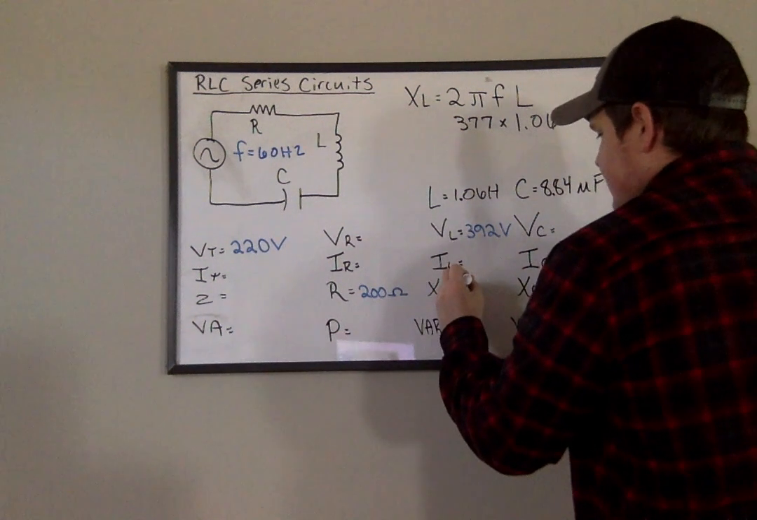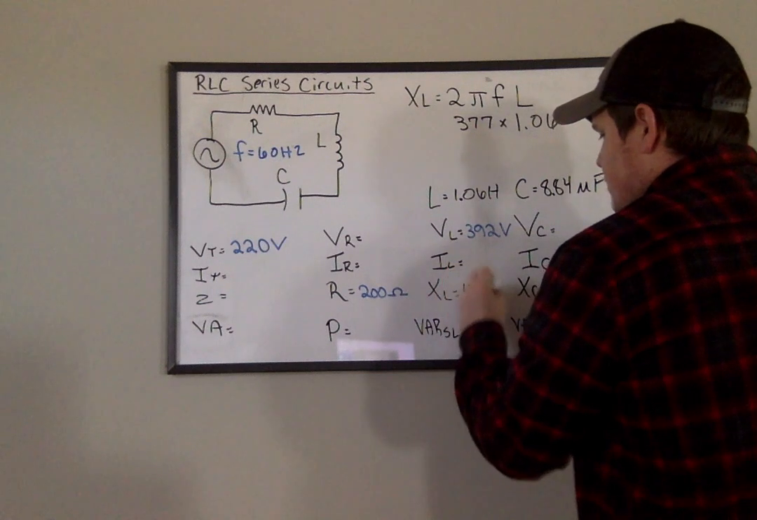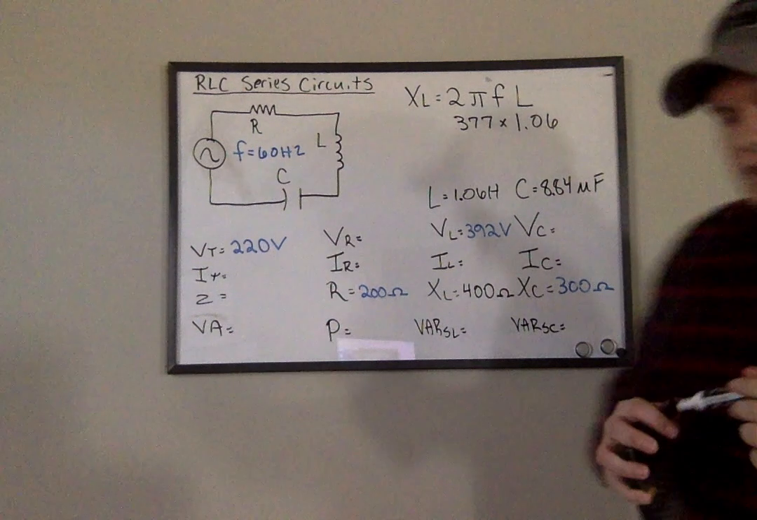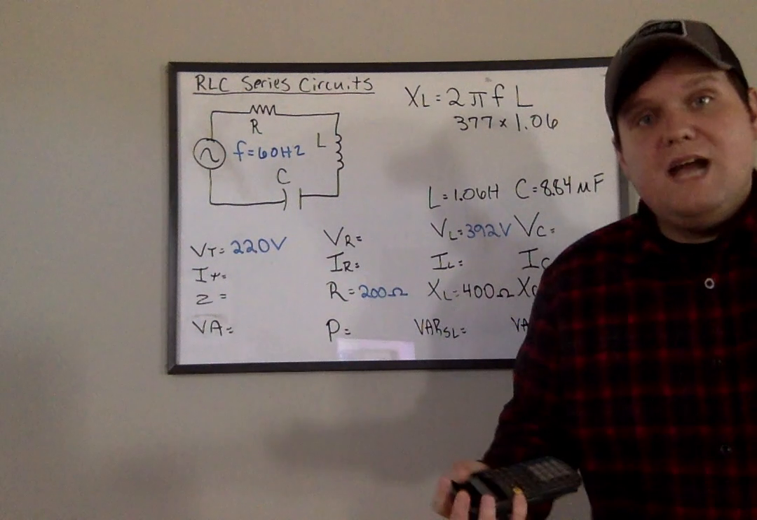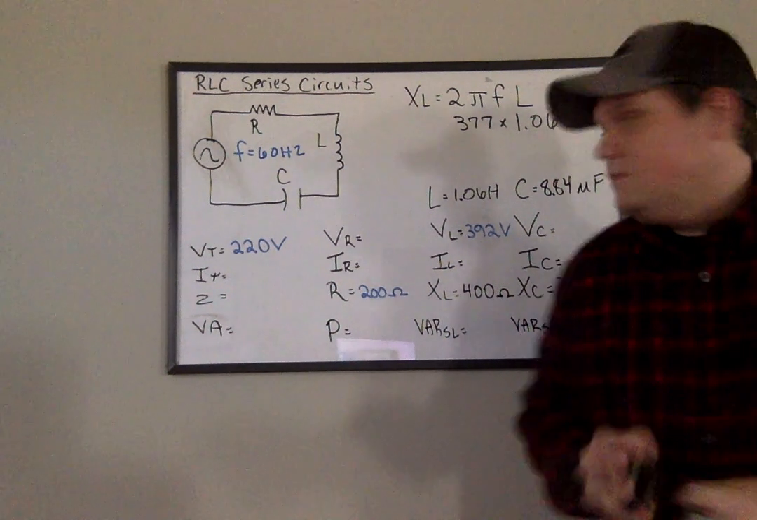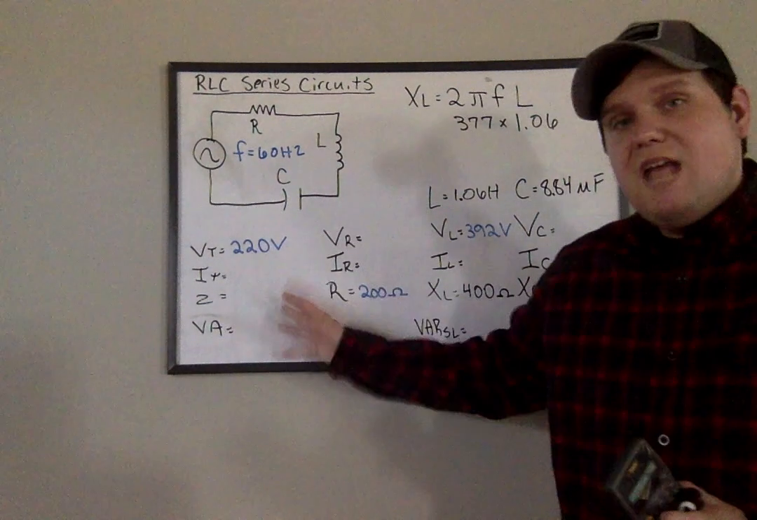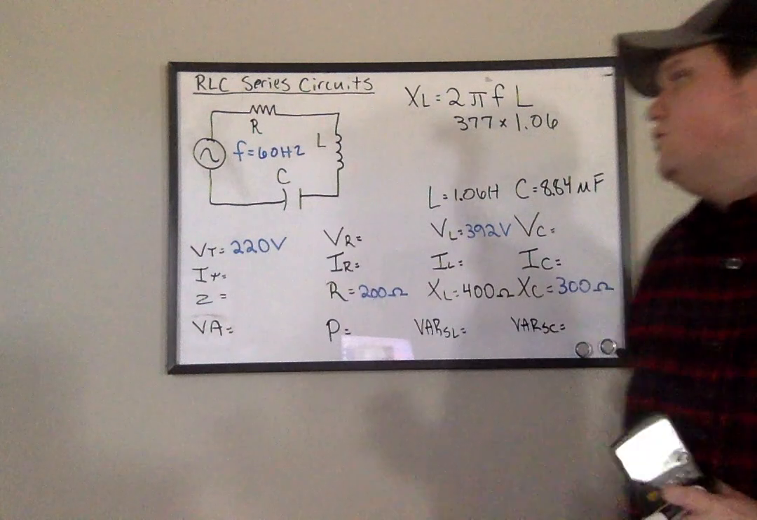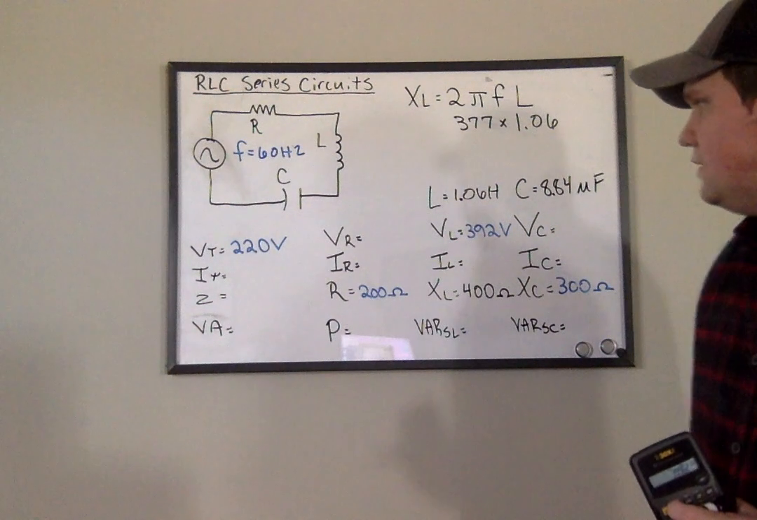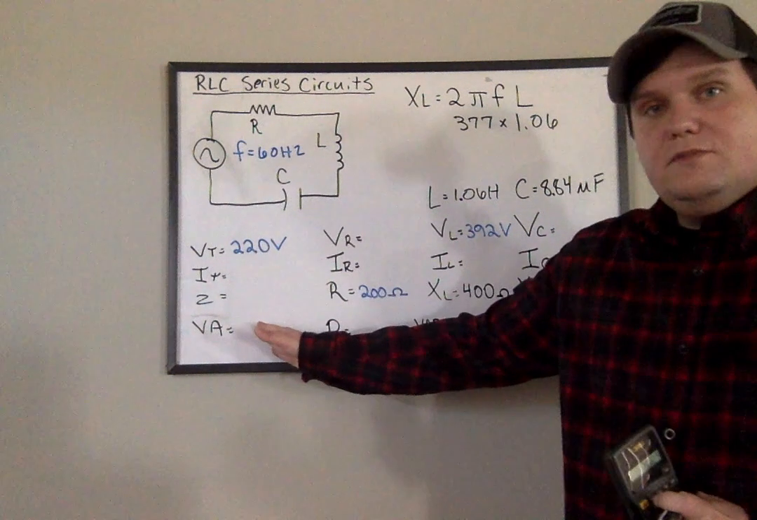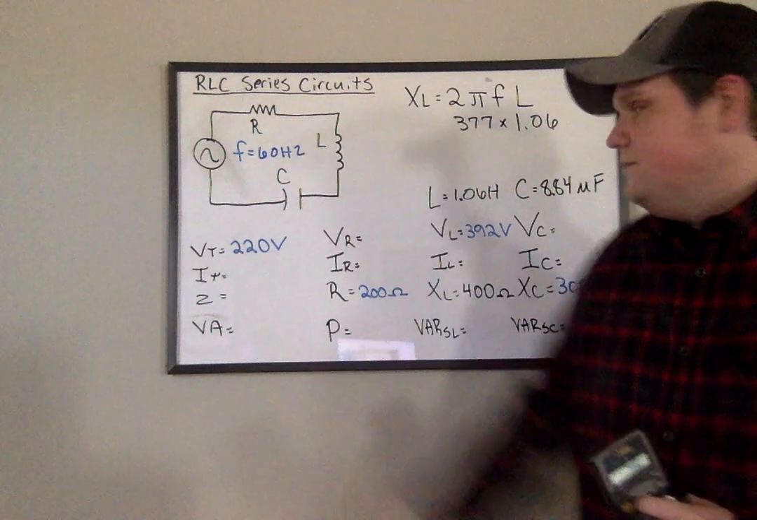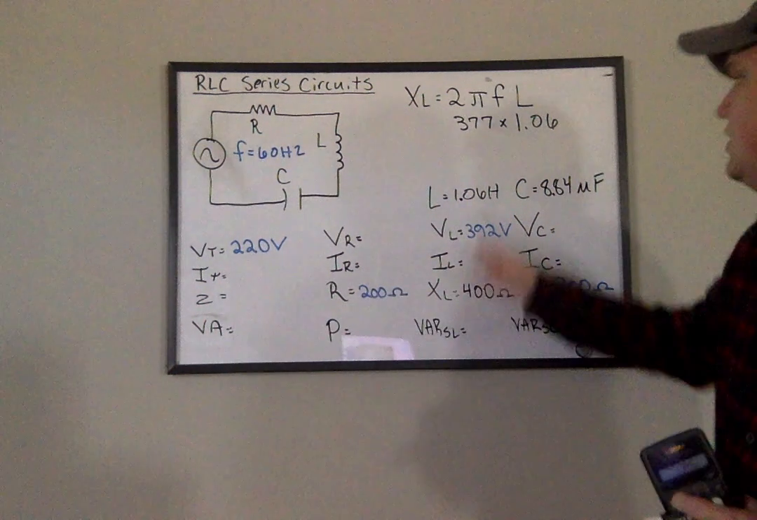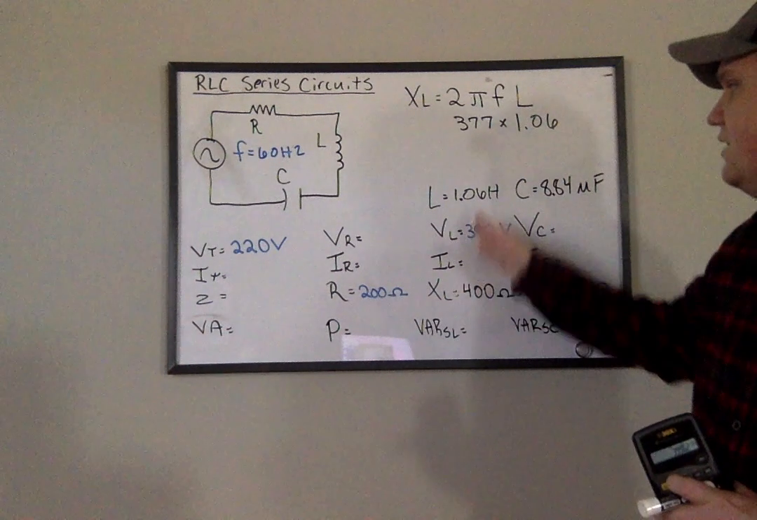So XL is 400 ohms. So now, once I've got that, where do I go? Remember, I have to have at least two known values in order to use Ohm's Law. So do I have two values here? Nope. Do I have two values here? Nope.